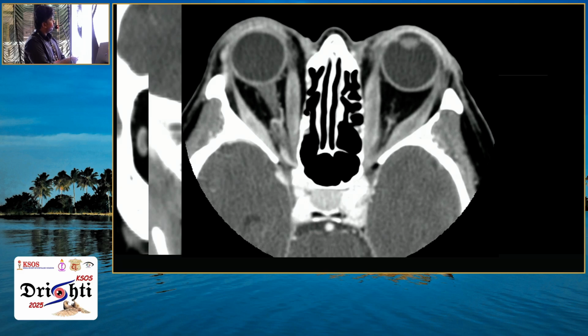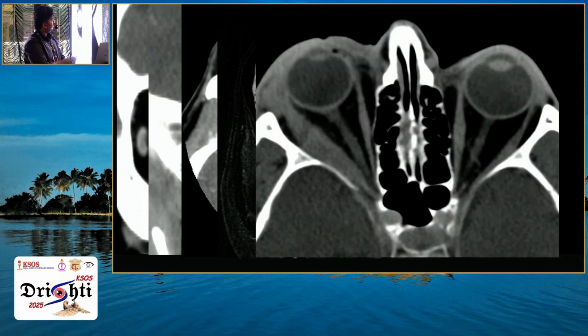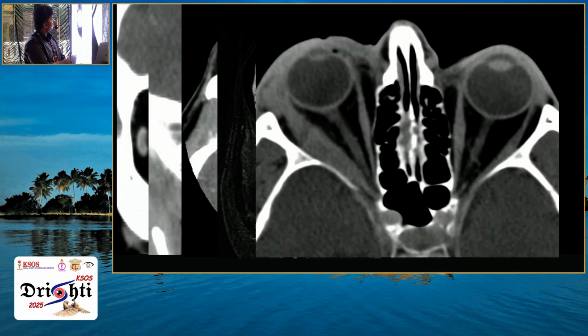This is the same on the MRI also. This is a case of thyroid eye ophthalmopathy. The differential is pseudotumor of the orbit, where the tendon is also involved, whereas the tendon is spared in thyroid eye ophthalmopathy.